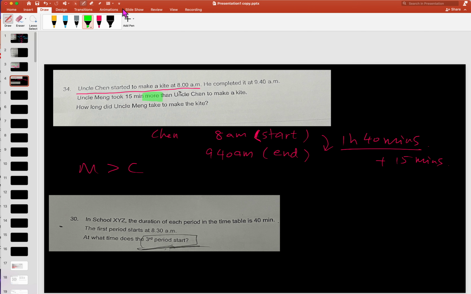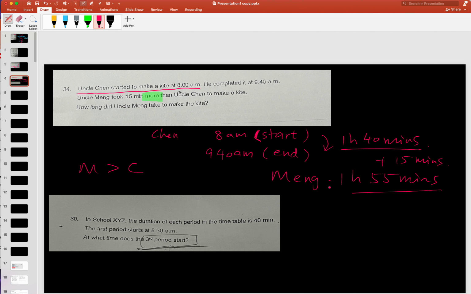I'm going to give you an example later. So let me finish this first. So I know that Meng is bigger than Chen. So Chen is 1 hour and 40 minutes. So in order to be more, I need to plus. So therefore it's 1 hour and 55 minutes. Of course, you can use a calculator to double check. So now when you get the answer, write down, this is Meng.